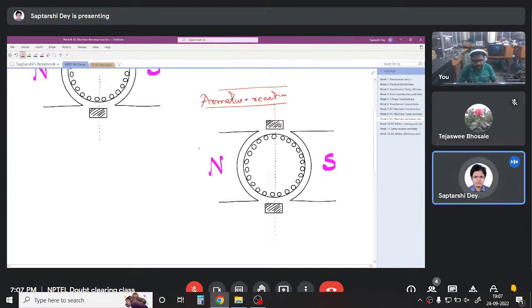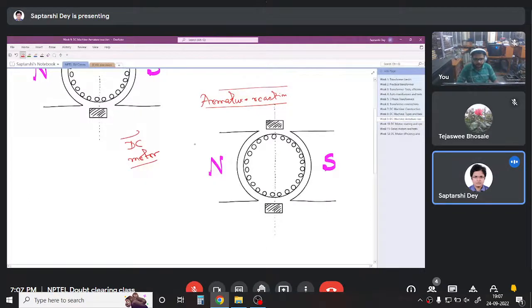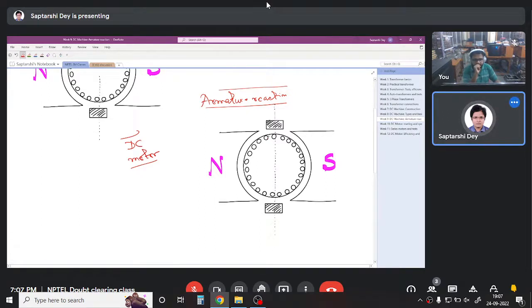So suppose the thing that I have drawn here is a DC motor. DC motor means what? We have given electrical excitation from outside, that is the armature is already carrying some current, and because of that the machine is generating a torque. That is, the current is the cause here, and the motion is the effect here.